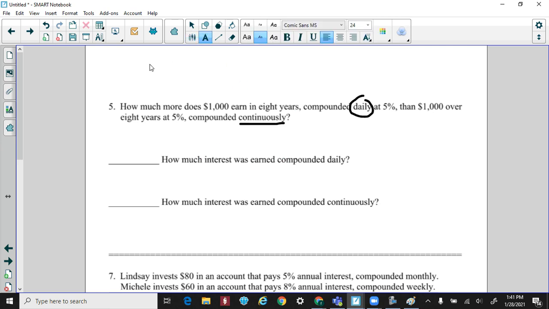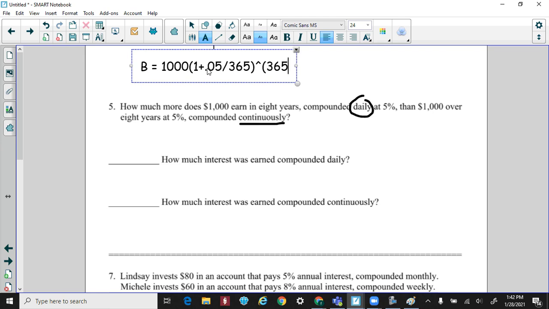All right, so let's go and do the daily question. That's going to be the really big formula. 1,000 parenthesis 1 plus my R as a decimal divided by 365, that's right, daily, close parenthesis, raised to the power of 365 times how many years? 8 years, all right? So when I do that, the answer ends up being $2,491.78.